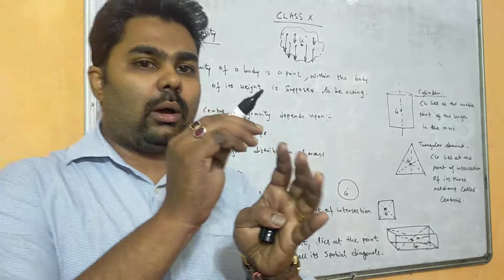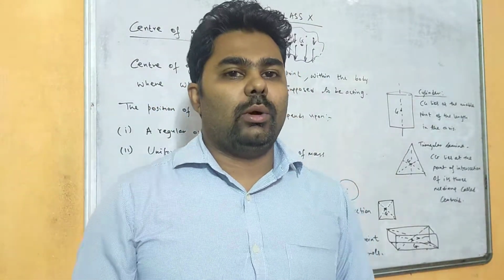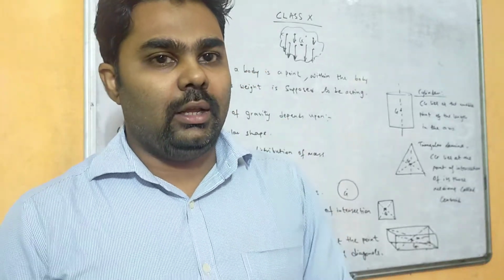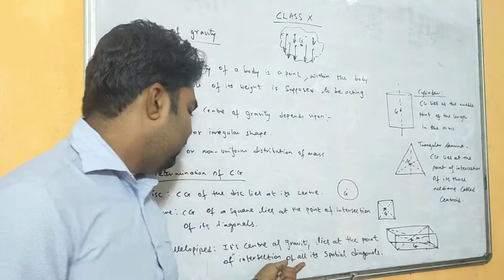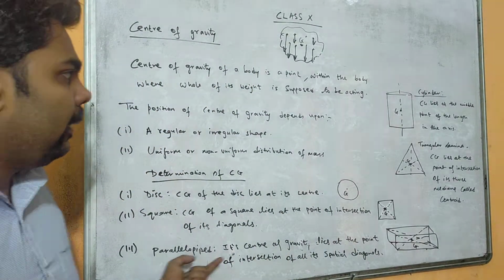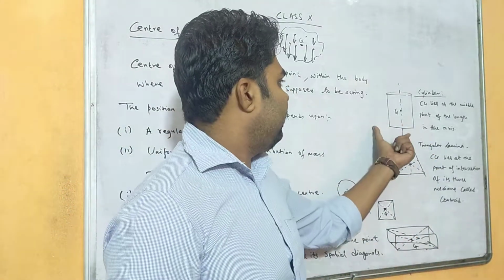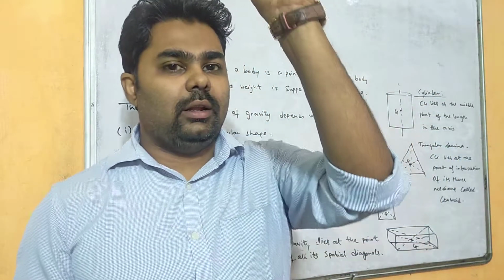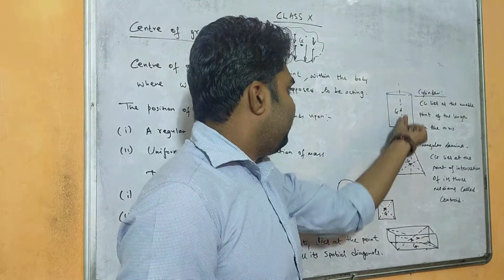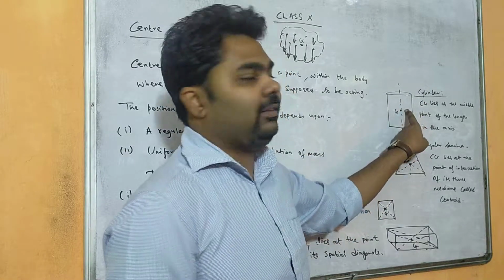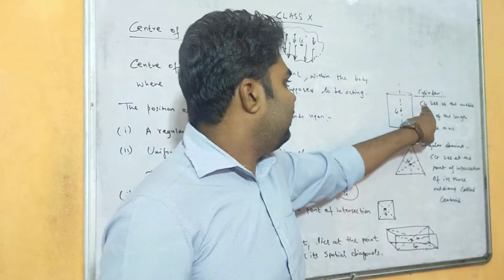That means internally, how many corners will be there inside? From corner to opposite corner, if you draw an imaginary line, the point where all the imaginary lines intersect is considered the center of gravity for the parallelopiped, right? Next regular shape, we have the cylinder. In a cylinder, if we draw an imaginary line cutting the cylinder at its center, that means the axis, then the middle point of the length of that axis is said to be the center of gravity.